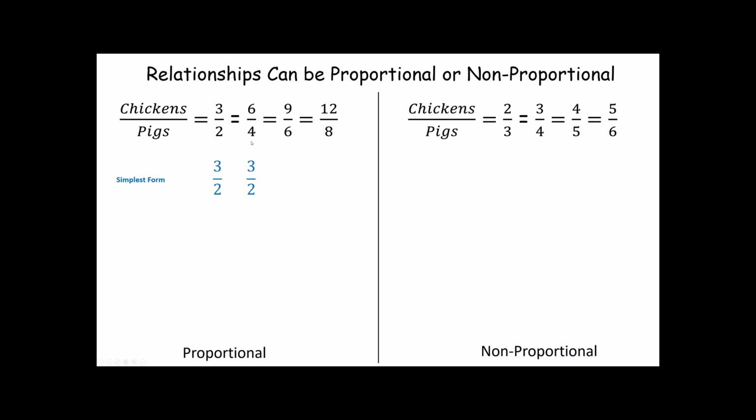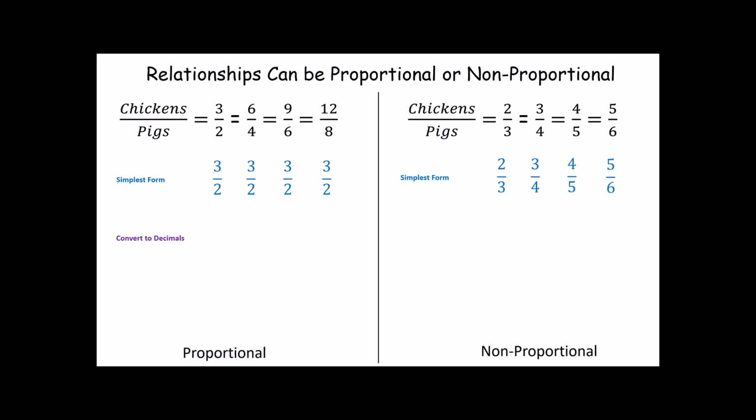6/4 is 3/2. 9/6 in simplest form is 3/2. And 12/8 in simplest form is 3/2. If we're looking at a proportional relationship, when we put our fractions or our ratios in simplest form, they will all be the same. Notice over here on the right, this non-proportional example, 2/3 is already in simplest form, 3/4 is already in simplest form, 4/5 is in simplest form, and 5/6 is already in simplest form, but none of them has the same value as the others. That's method number one.